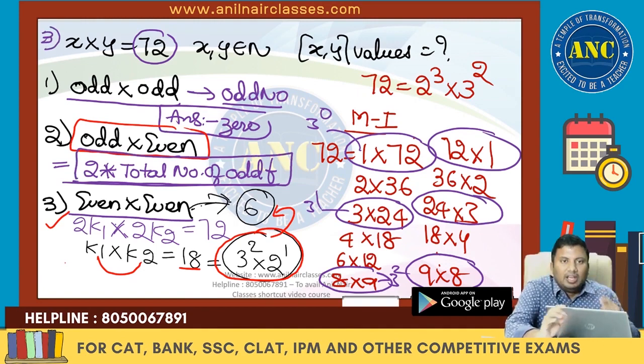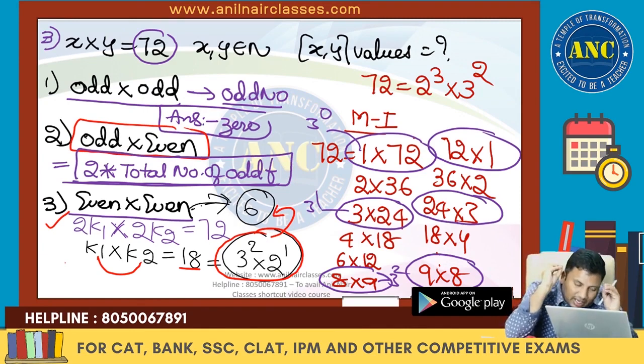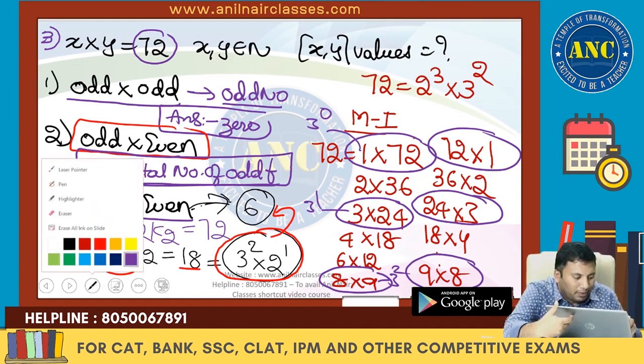Example number 3. Before that, in examples 1 and 2, there was no restriction on x and y. x and y are natural numbers. But here I kept a restriction, that is odd into odd, odd into even, and even into even. I will do 3 to 4 problems so that it will be clear to you. The student who said it is not clear, if I take one more example, it should be clear to you.